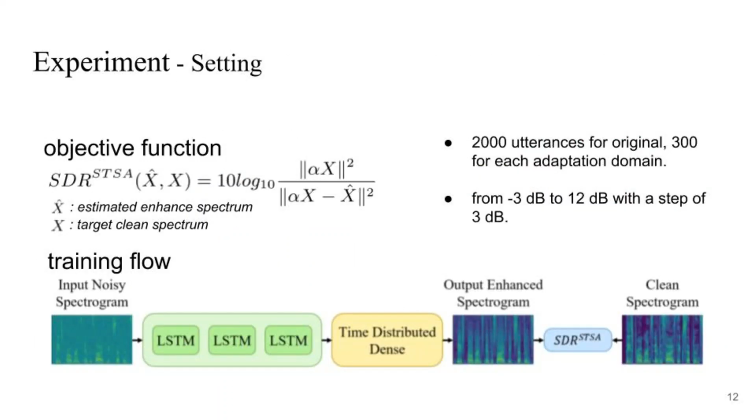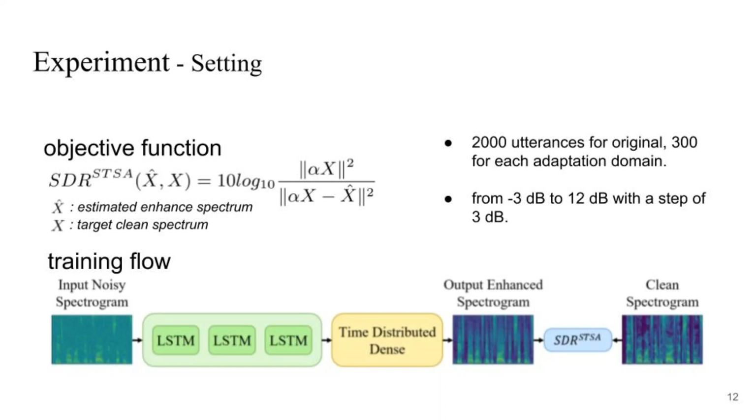In our experiments, we choose the scale-invariant speech distortion ratio in the spectrum as our objective function. We use a unidirectional LSTM for real-time inference. For a training set, 2,000 utterances were randomly selected from the VCTK corpus. Each utterance was contaminated with 13 types of noise from the NOISEX-92 database at 6 SNR levels ranging from -3 dB to 12 dB with a step of 3 dB. This training set is termed T0.